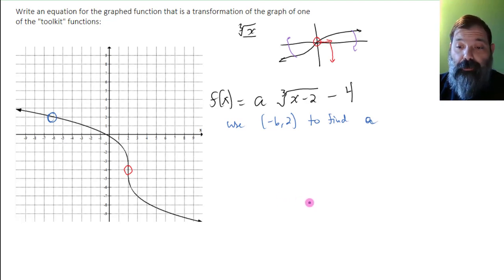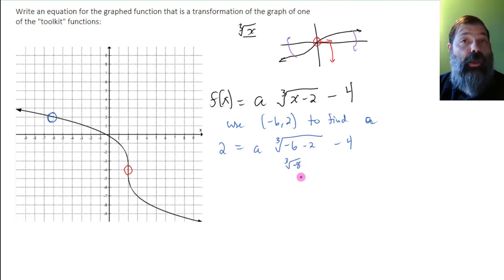So substituting for x and f of x in the function, I have 2 is equal to a times the cube root of -6 minus 2, subtract 4. Now -6 minus 2 is -8. So I have the cube root of -8. The cube root of -8 is -2. So I have 2 is equal to a times -2, subtract 4.